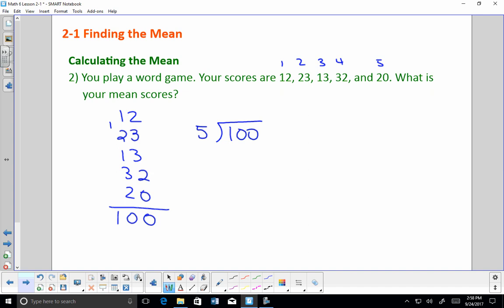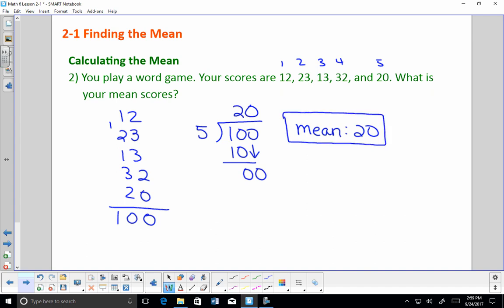5 goes into 10 2 times. 2 times 5 is 10. With 0, bring down my 0. 5 does not divide into 0. So 20 times 5 is 100. So my mean score here is 20. So to compute your mean mathematically, you add up all of your data points and then divide by the number of data points that you had.